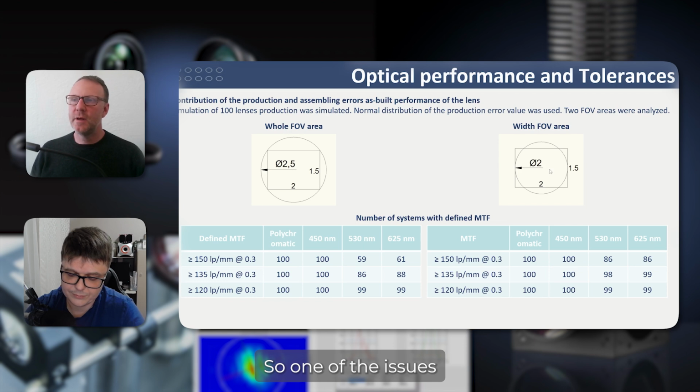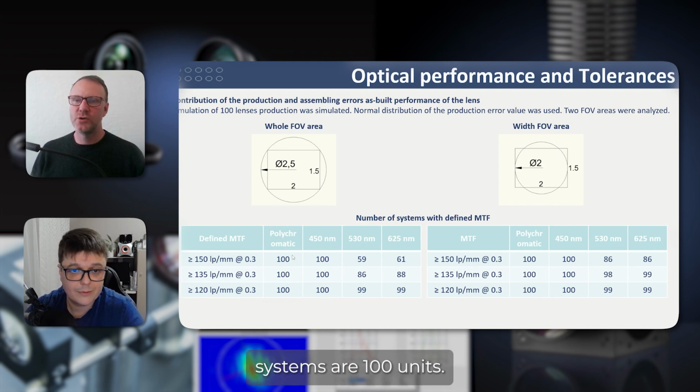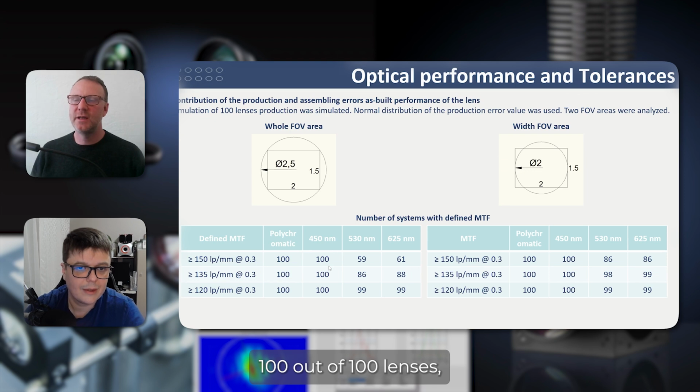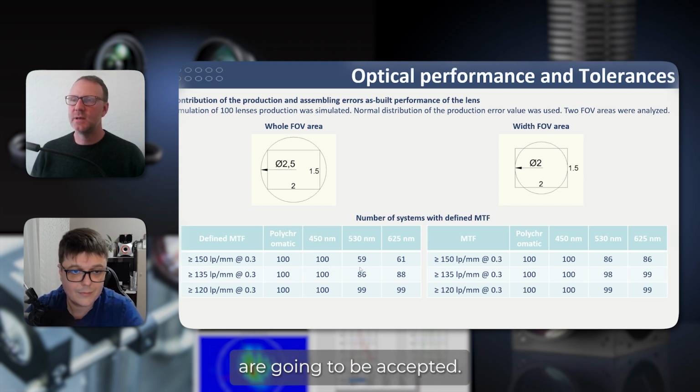So I'm seeing here that 100% of the systems, or 100 units. So you do the Monte Carlo analysis, you simulate 100 lenses. At 450 nanometers wavelength, 100 out of 100 lenses, if they're made correctly within the production tolerances, are going to be accepted. But some 41 would not be correct at 530, 39 at 625, and 41 at 530.